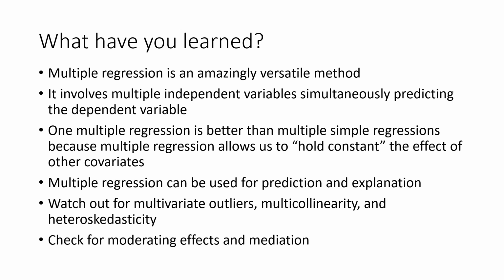But of course, you need to watch out for various problems associated with multiple regression. These problems include the presence of outliers, including multivariate outliers, multicollinearity, for example, when your independent variables highly predict each other or are highly correlated with each other, as well as the problem of heteroskedasticity, which refers to uneven error terms across your line of best fit. And lastly, I would point out you should check for various moderating effects and mediations because they can be quite interesting and shine an important light on your data that otherwise you would not have picked up.